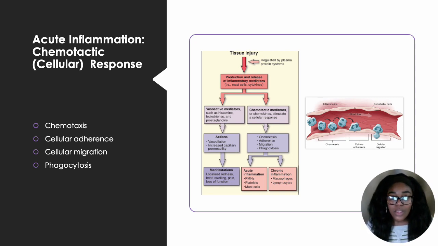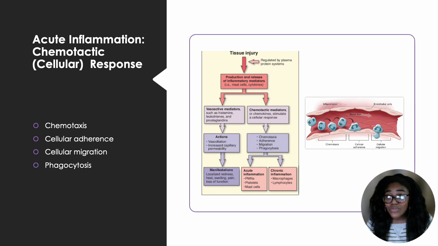There is a process called chemotaxis, and that is literally the process of moving cells to the site of injury. And that requires these chemical mediators, or chemotactic mediators, to help stimulate this process. So once we activate these chemotactic mediators, they are called chemokines. They stimulate a cellular response to say, hey, cells, we need you to go to the site of injury. Once the cells are activated, there's a process called adherence, and this is the attraction and binding of chemotactic cells to the site of injury.